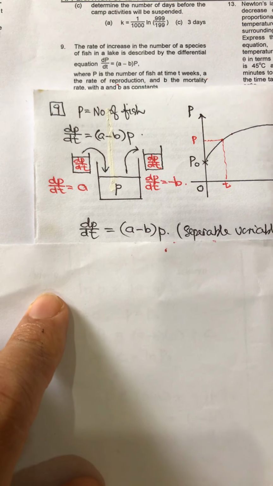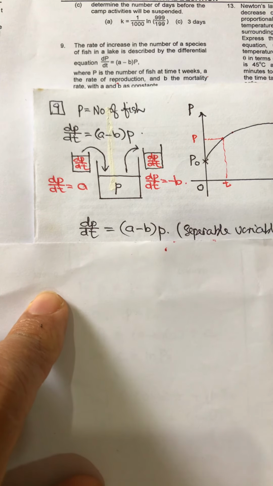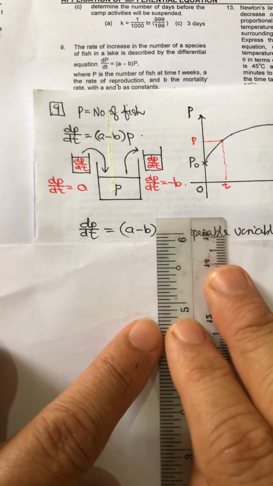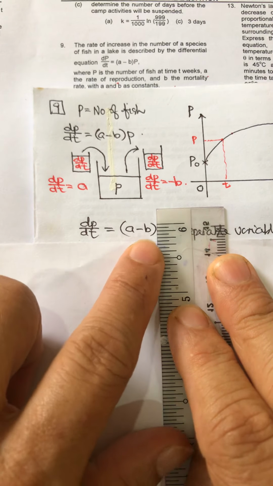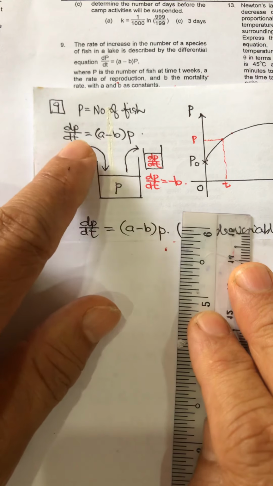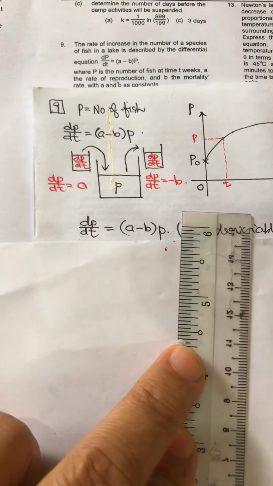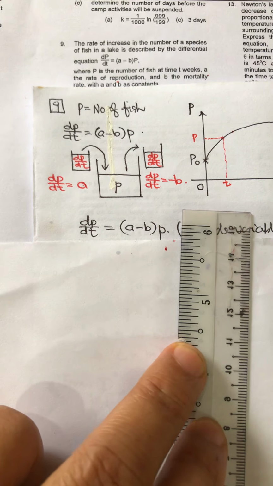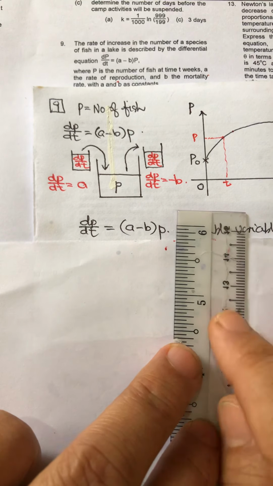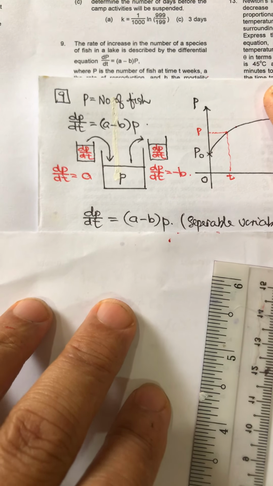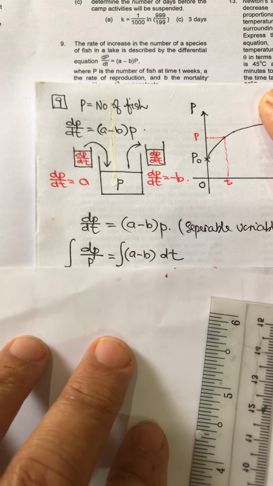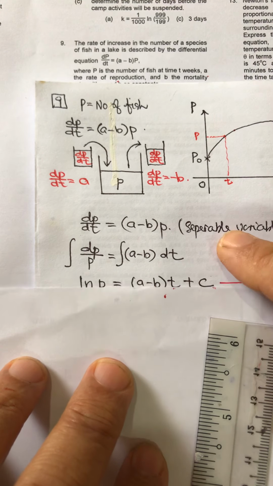And then actually the equation should be like this. Okay, the equation should be like this without the P here. It should be A minus B only. But why do we have a P? Because we have to follow the question. The question never tells us why, so we just follow. Okay, we have to follow. And then after that, this is a separable variable. Okay, separable variable. So you solve it.